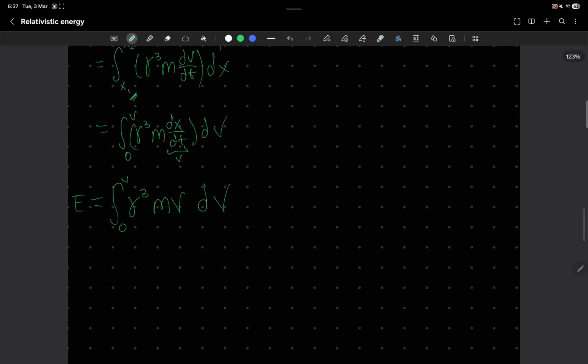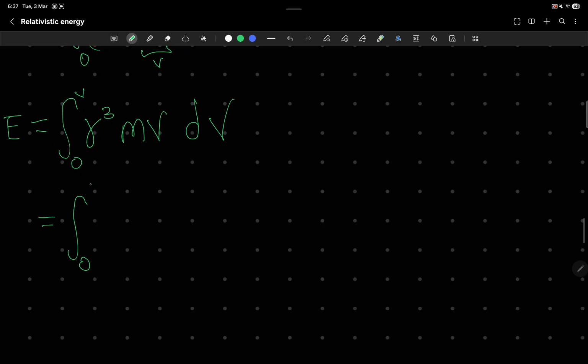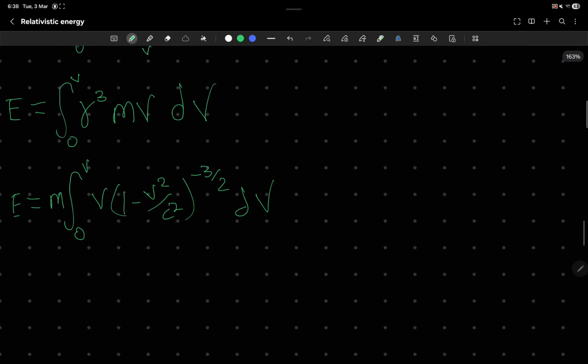Okay, so the next step is to expand out the gamma cubed. So 0 to v of v, because mass is constant, I'm actually going to pull it out of the integral. So m times v, 1 minus v squared upon c squared to the minus 3 halves dv. Okay, how are we going to integrate this? Is it going to be integration by parts?